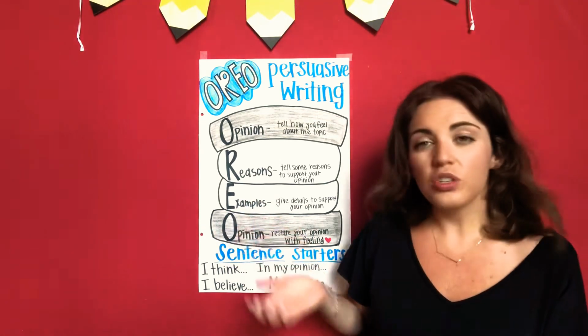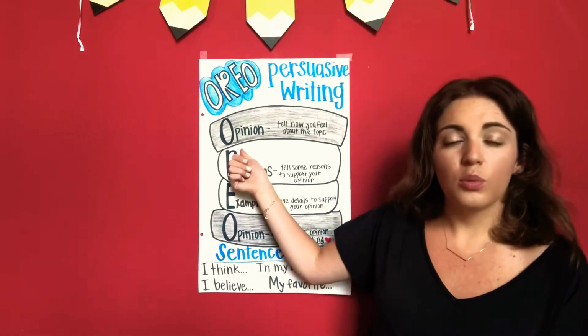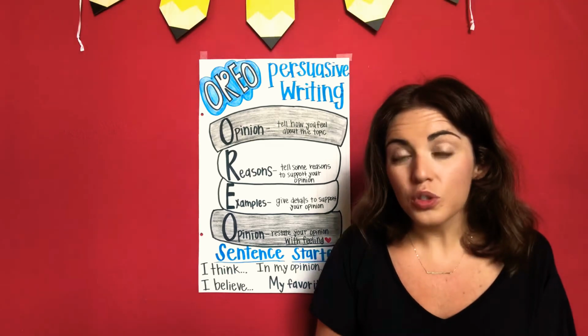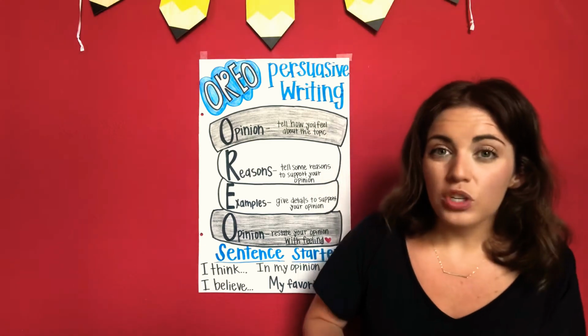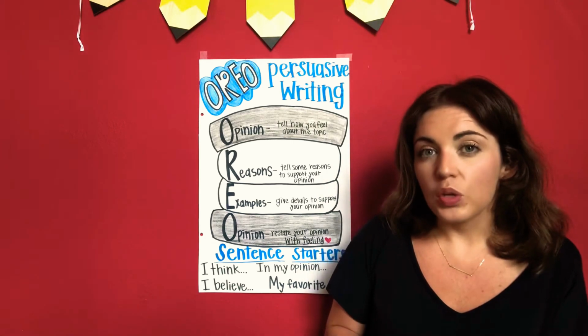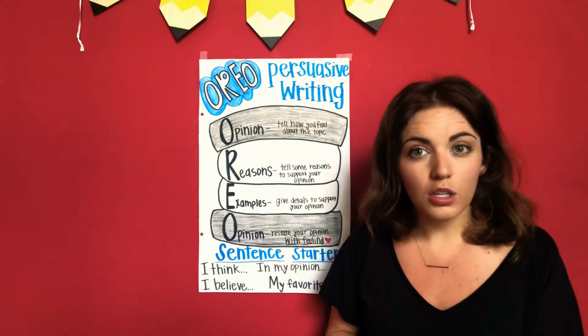And then next is the E for examples. And so an example just means that you give some more details to support your reasons and to support your opinion. So you could tell me, like last week when you wrote about your animals, you probably told me why it was your favorite animal and things that those animals do. Here in a minute, I'm going to show you what you guys are going to write about today and talk a little bit more about the examples that you could give.